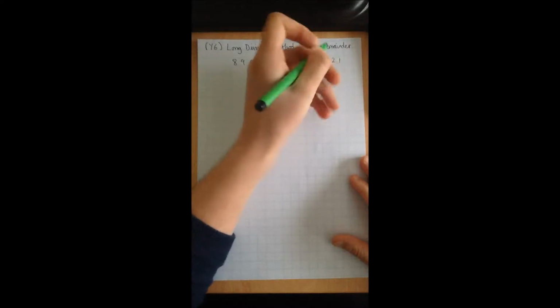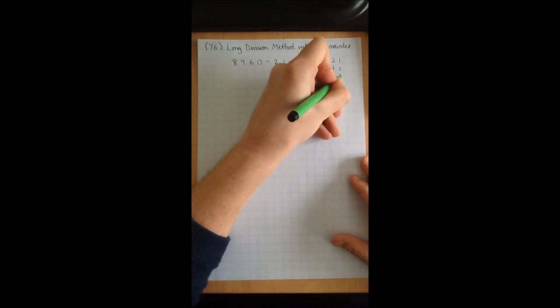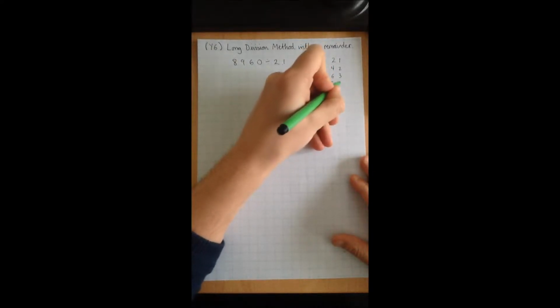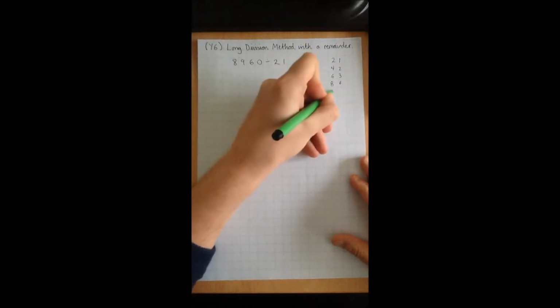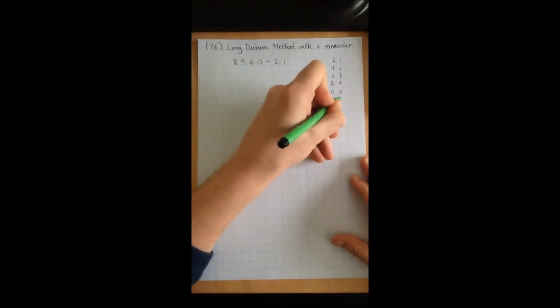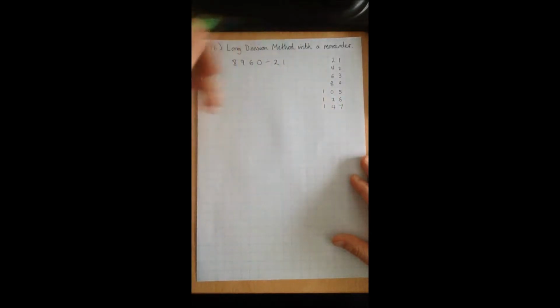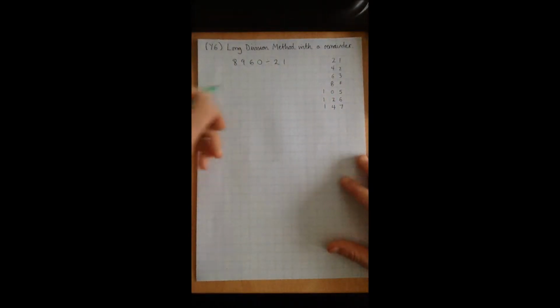So we've got 21, 42, 63, 84, 105, 126, 147. Okay, and then we will lay out the question in just the same way.